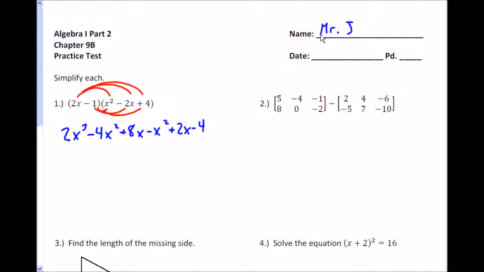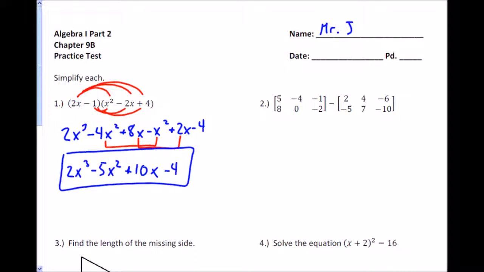And now I just combine like terms. The x squareds are like terms. The x values are like terms. So I end up with a 2x cubed, a minus 5x squared, a plus 10x, and a minus 4. And that's it.